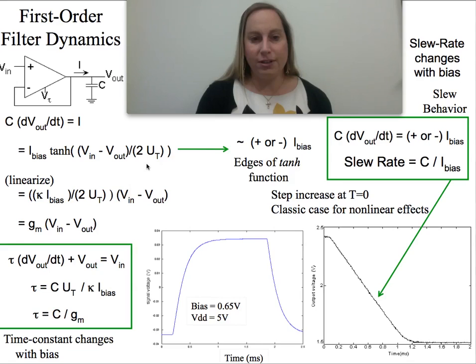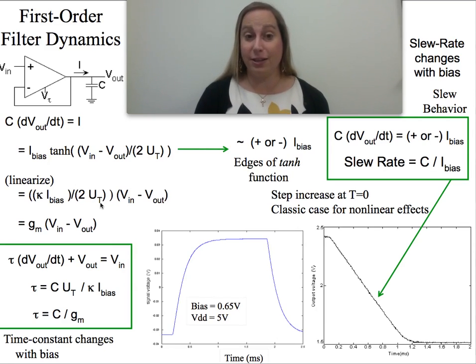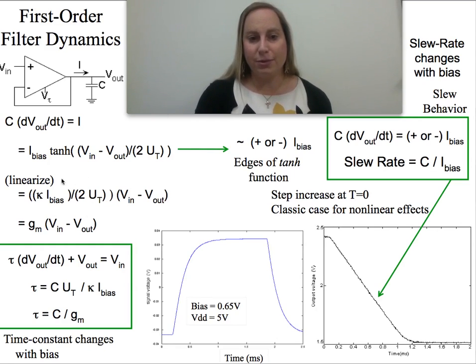As a result, when you linearize this, I just get this term in front, kappa times I bias over 2UT, times the difference of the two inputs. So it gives you exactly what you'd expect for a transconductance amplifier. The difference of the input voltage gives you an output current. All that makes sense. Sometimes we'll talk about this as being some GM of that structure. It particularly makes sense because it's gate voltage into the structure.